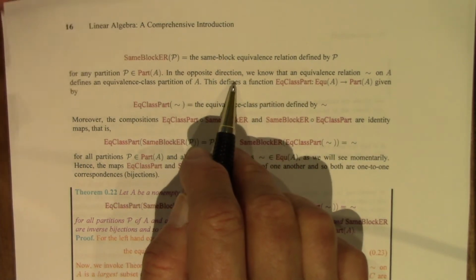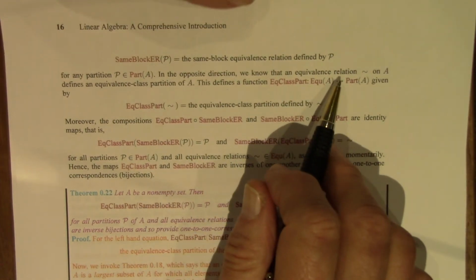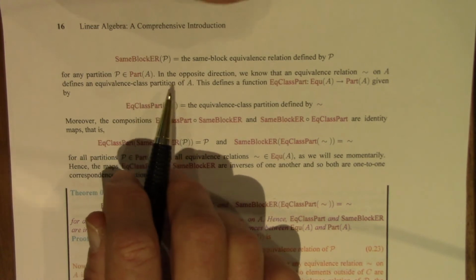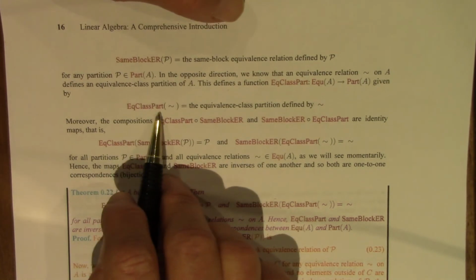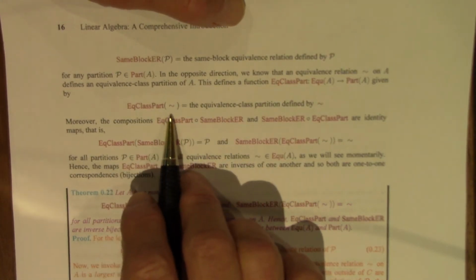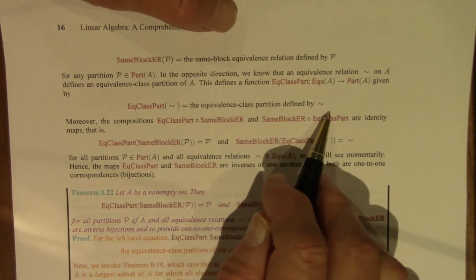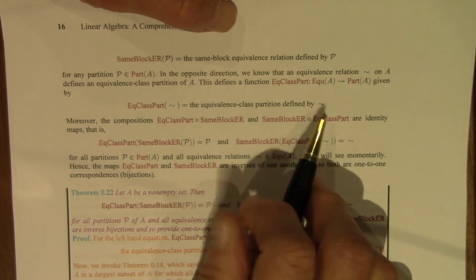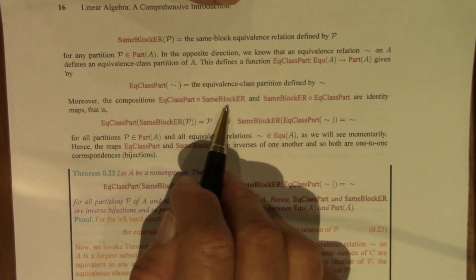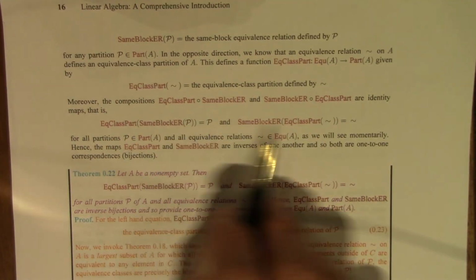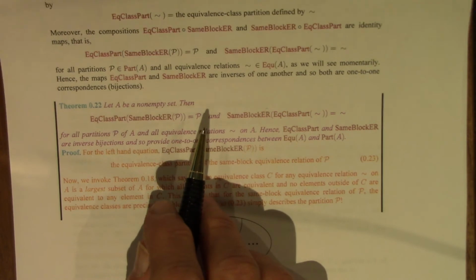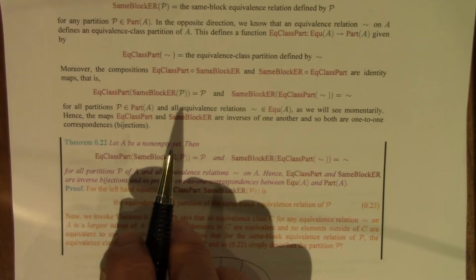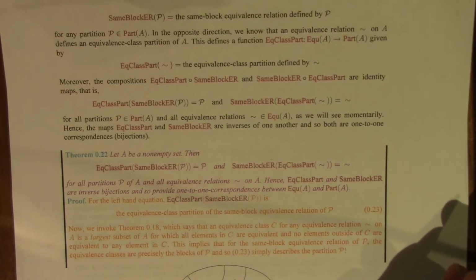Specifically, it sends a partition to its same block equivalence relation. In the opposite direction, we know that an equivalence relation defines an equivalence class partition, so we have a function going in the other direction, which I denoted this way, that sends an equivalence relation to the equivalence class partition defined by that equivalence relation. Moreover, the compositions in both directions are identity maps. That means both of these maps are bijections, and in fact they are inverses of each other.